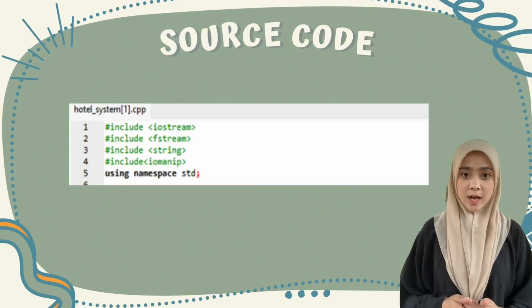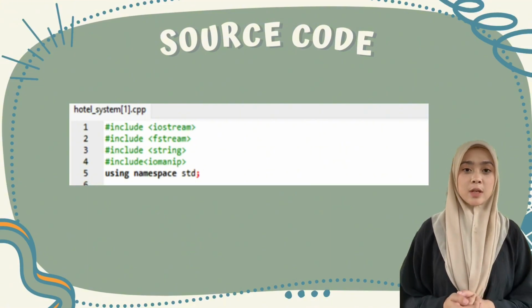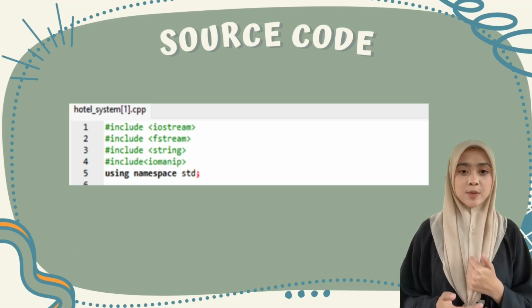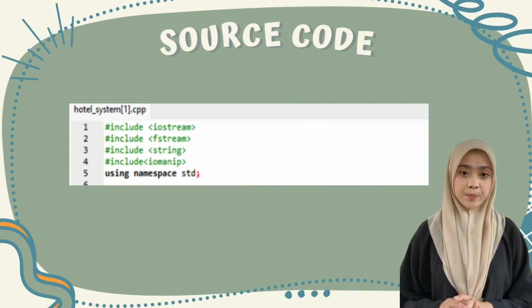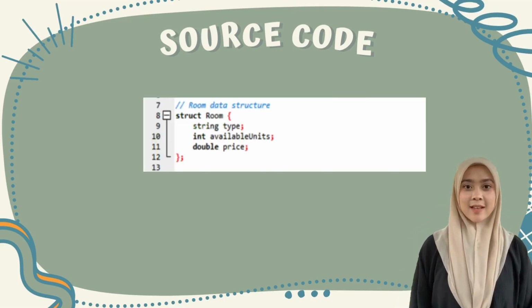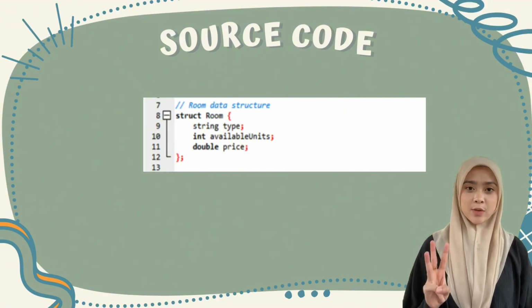For example, iostream is used for basic input and output. fstream allows us to read from and write to files. string helps handle text like guest names. iomanip is used for formatting output like aligning text in tables. Next, the room structure is defined to store information about each room type. It has 3 attributes.